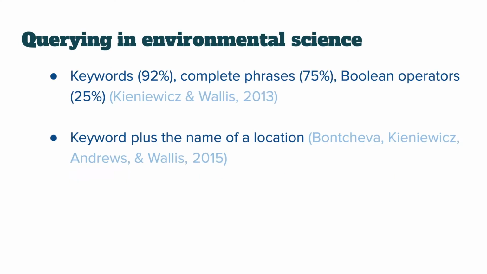Environmental scientists approach querying mostly relying on keyword searching and complete phrases, as well as a smaller number of people who use Boolean operators. A frequent query approach would be to use the name of a topic, like flooding, plus the name of a location that you're interested in.